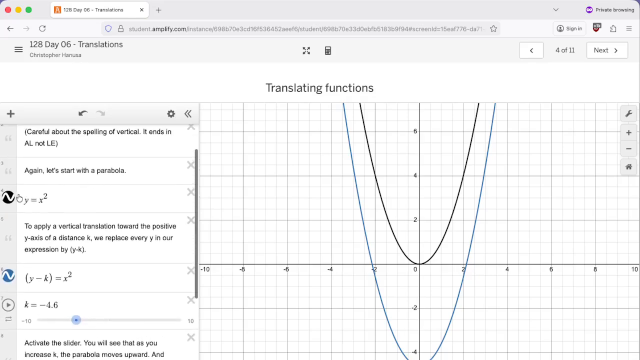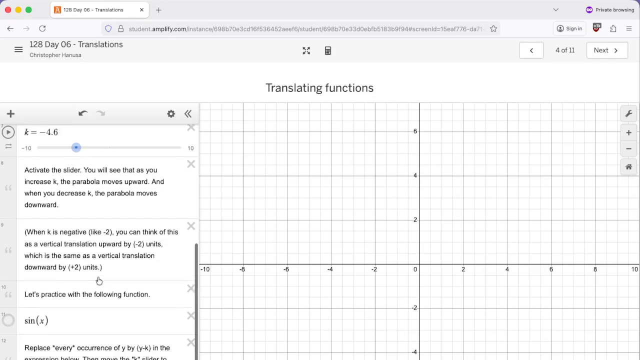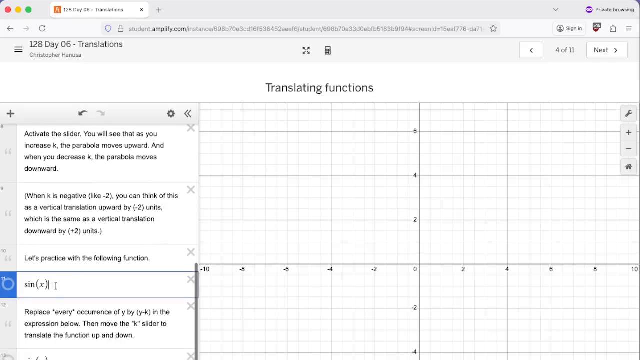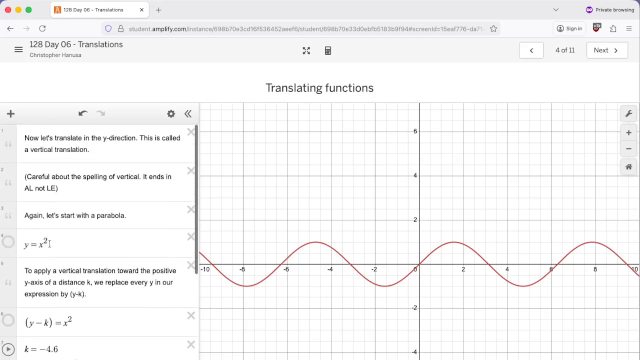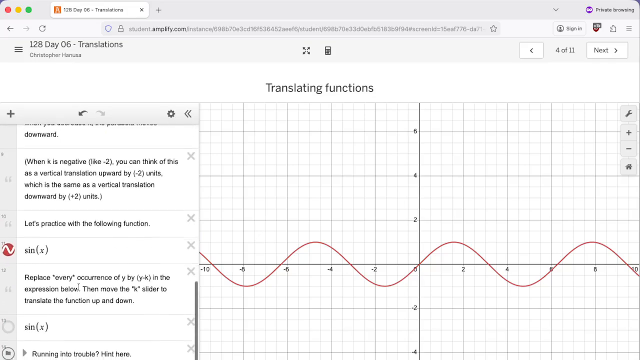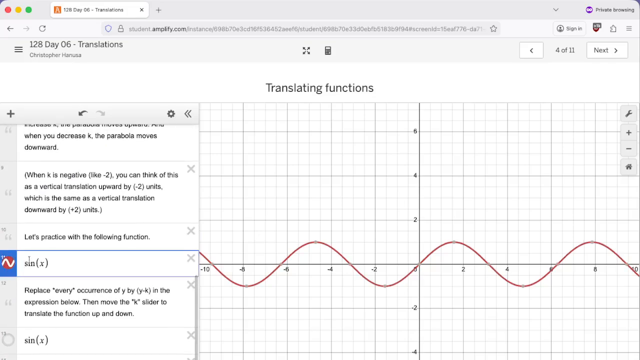All right, let's practice that again. So let's say we have the sine of x. So we want to move this function up and down. So replace every time you see y by y minus k in the expression. Okay, I don't see a y. What's different here from up above? Oh, up above we wrote y equals x squared, and here we forgot the y equals. So we better hit y equals here.